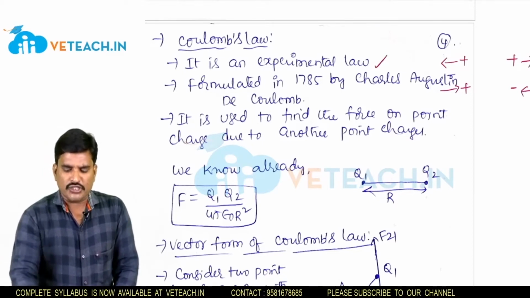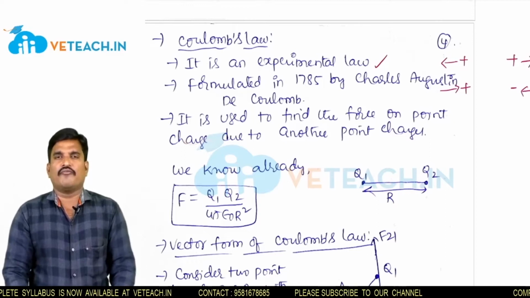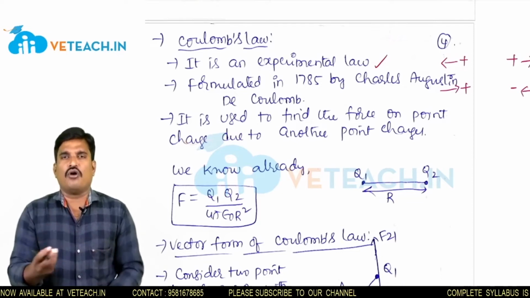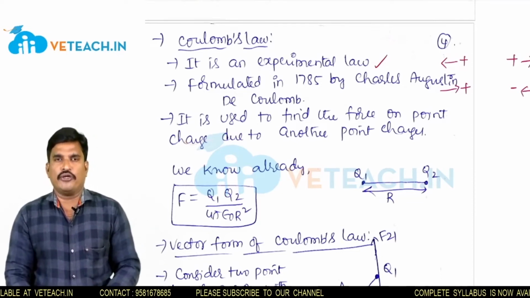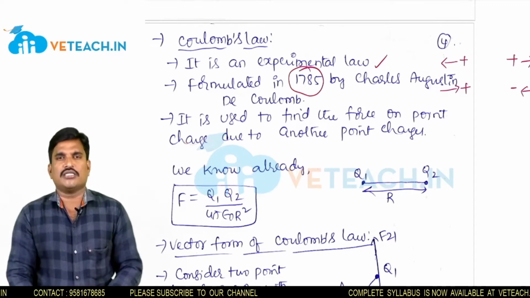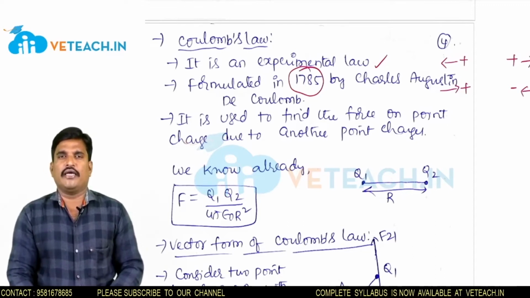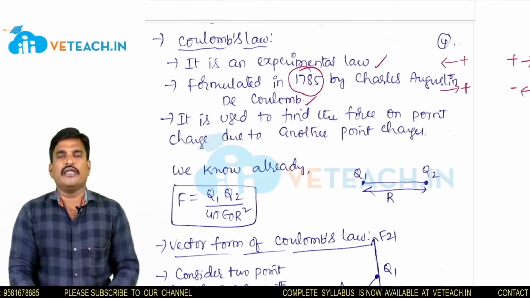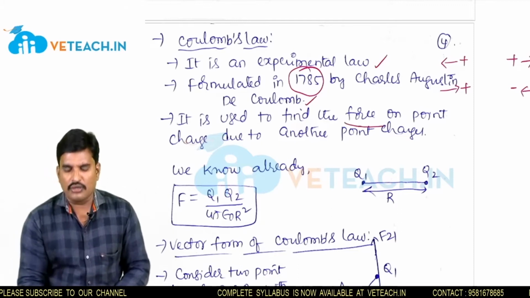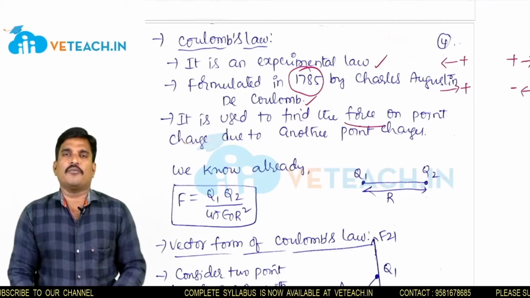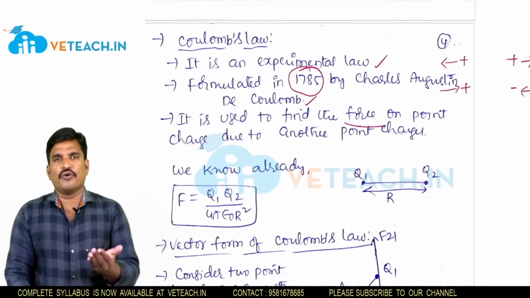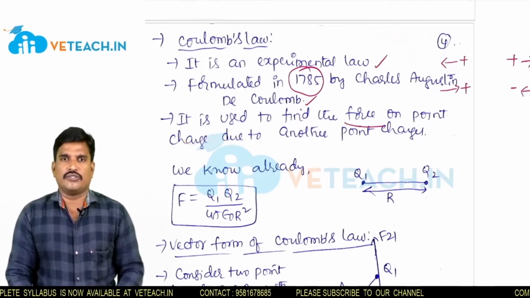The first point: it is an experimental law, practically verified. It is used to find the force on one point charge due to another point charge. It was formulated in 1785 by Charles Augustin de Coulomb, a French colonel. It is mainly useful to find the force on one point charge due to another, regardless of sign. It is applicable for both positive as well as negative charges.